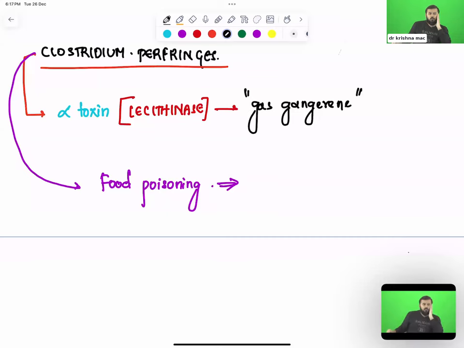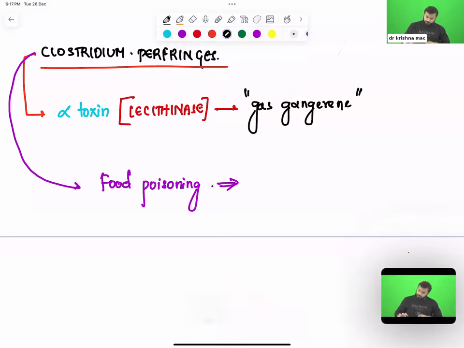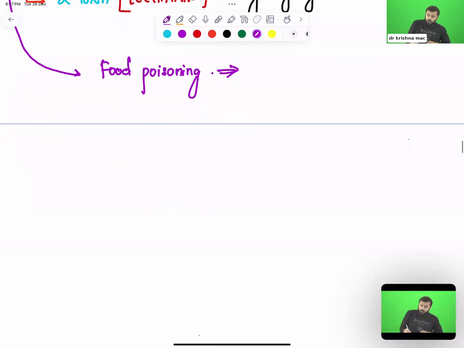After cooking, you had it with your friends and all, but there is a little bit that is left. Will you throw it? No. What will you do? You will put it there. Next day, you will heat it and eat. So Clostridium perfringens, the main route of transmission is reheated meat dishes. If you are eating reheated meat dishes, then believe me, Clostridium perfringens is right away.